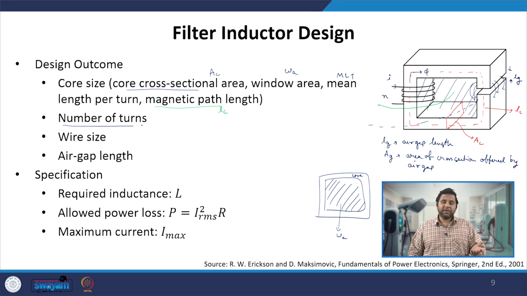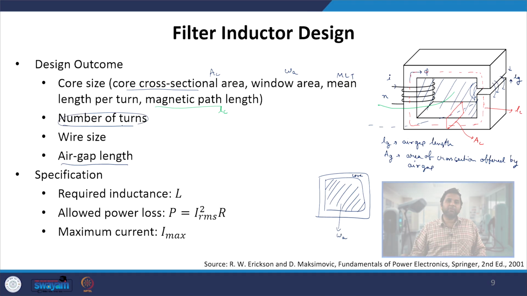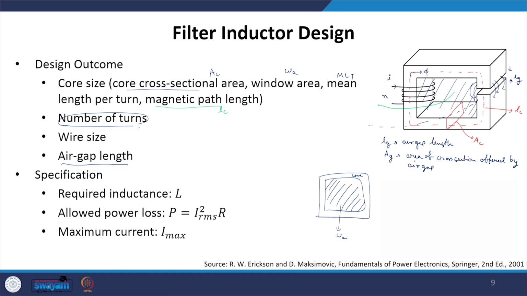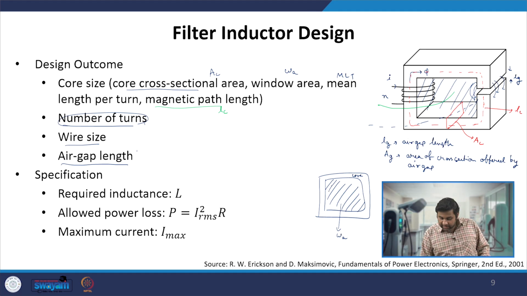Let us say if we are introducing an air gap, then we also need to know what will be the air gap length, and once we know the air gap length, to realize the required value of inductance, we must have the required number of turns. So in that way both are interlinked to each other, and then finally we must know how much will be the size of the wire such that that many required number of turns will get accommodated within the window area.